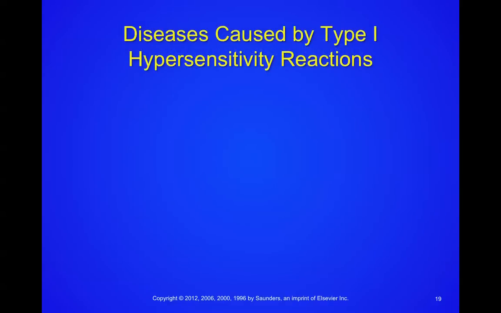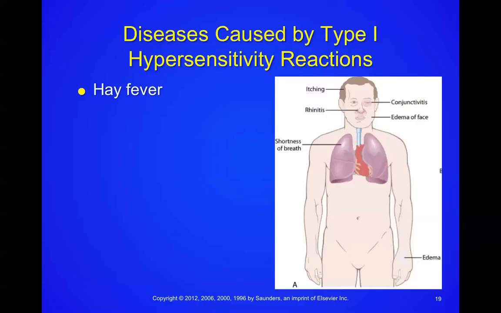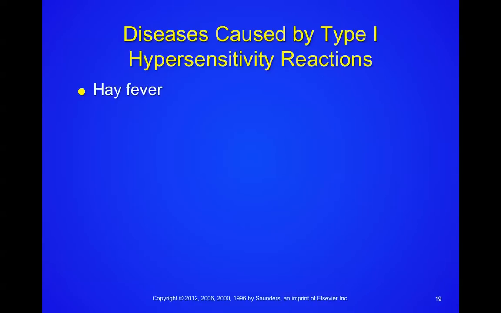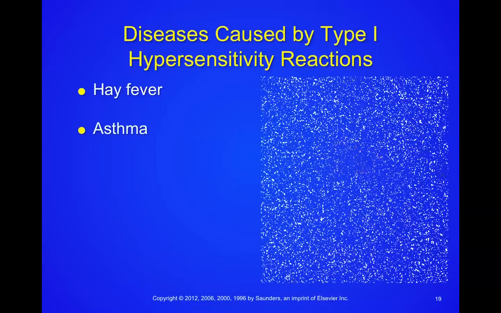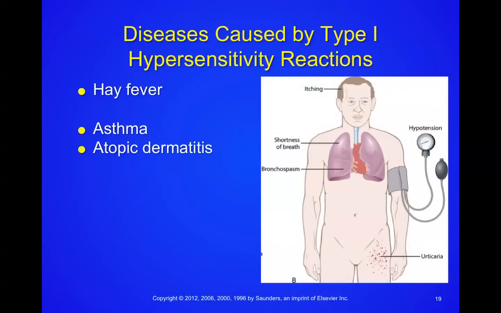The most important clinical manifestations of type 1 hypersensitivity include local atopic reactions characteristic of hay fever. They also include the more systemic reactions characteristic of asthma, atopic dermatitis, and anaphylactic shock.